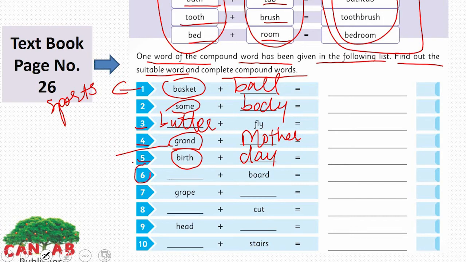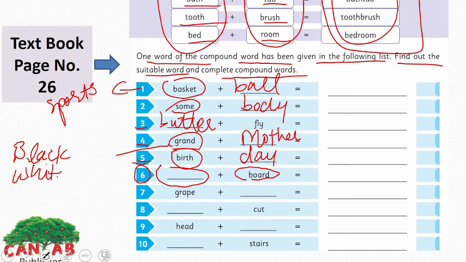Now the sixth one is very interesting. We can add three words and we have a board here. Which three words we can add here? Yes, black, white, and skate. Blackboard, skateboard, whiteboard. We can have three compound words here. Look at the seventh one, grape, fruit, grapefruit here. Look at the eighth one, cut, haircut.